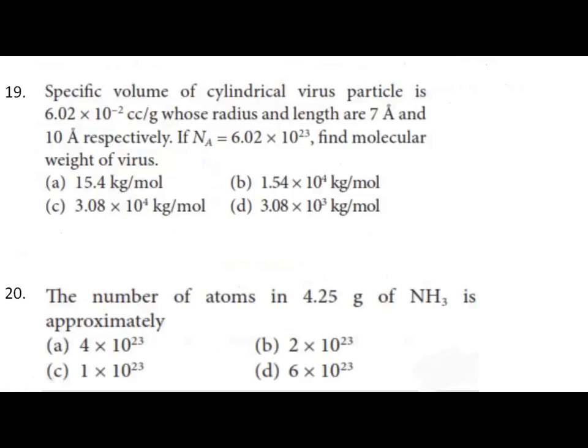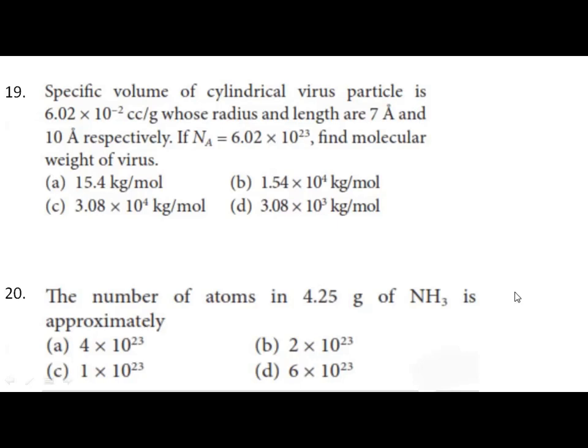Next question. Specific volume of cylindrical virus particle is 6.2 into 10 raised to minus 2 cc per gram, whose radius and length are 7 angstrom and 10 angstrom respectively. If Avogadro number is 6.02 into 10 raised to 23, if they have given 6.02, you have to use 6.02 only. Find the molecular weight of the virus.